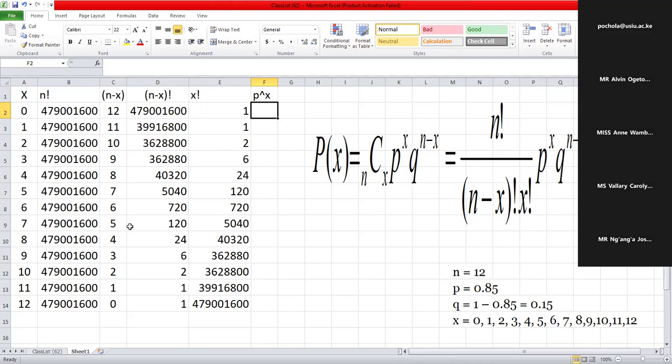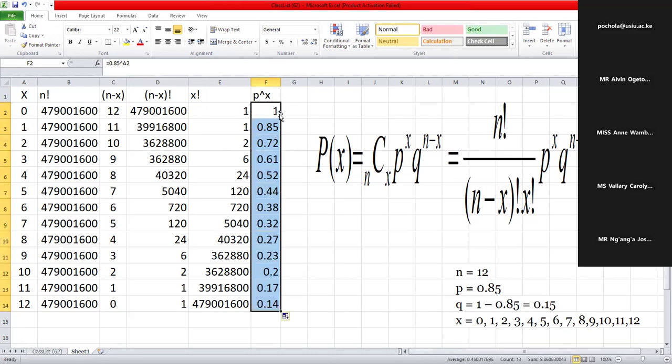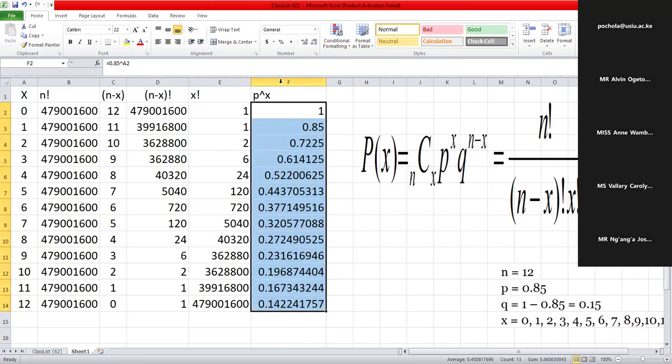So of course, the first one is 0.85 raised to the power of this x here. That's the first period, 0.85 power 0. The next one will be 0.85 power 1, which is just 0.85. Then I do it for all values of x. Let's do it to 3 decimal places.